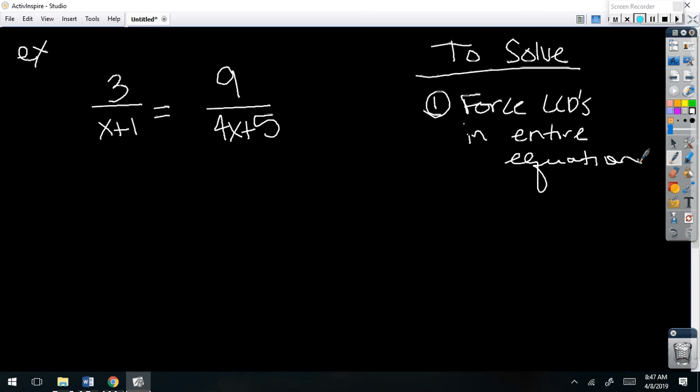What's the LCD of these two fractions? That's right. Nothing needs to be factored, right? Every single fraction in your equation needs to have the same LCD. So force them. The first one needs what? A 4x plus 5. The second one, nothing too hard yet. We'll get to them.